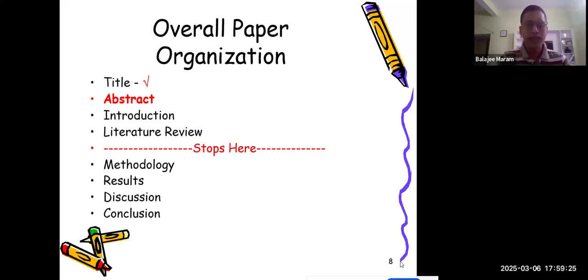Next, once the title is finalized, then we should take care of the abstract. The title gives some points related to what the domain is, what the topic is, what research is there. But when the reader tries to get more information, it is not possible from the title. Definitely, we should go for the next component, that is abstract.